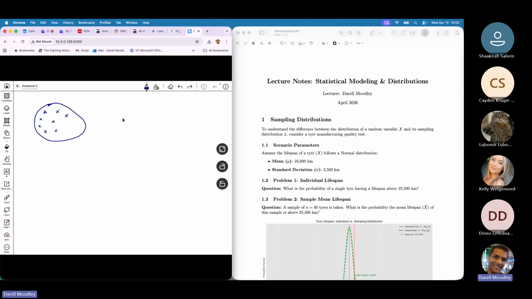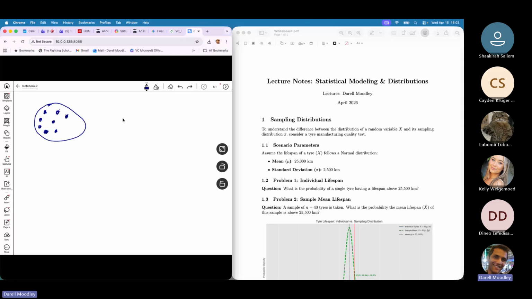Okay, let me use circles, it's going to get confusing. So I'll use circles, or my drawing of circles anyway. All right, so all of these are tires. And let's say each of these tires has a lifespan, okay? So it lasts for a certain lifetime.